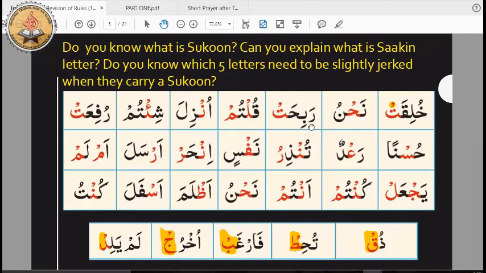Rabihat. Excellent. One more time. Rabihat. Well done. The ra is a thick sounding letter, so when you say it, your mouth should be a bit more rounded, okay? Rabihat. Well done. And can you tell me which is the second letter over here? The ta. Excellent. Well done. Yes, the ta is the second letter because it has the sukoon on top of it, okay?